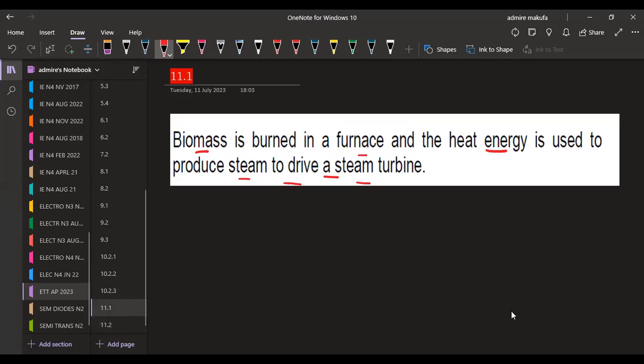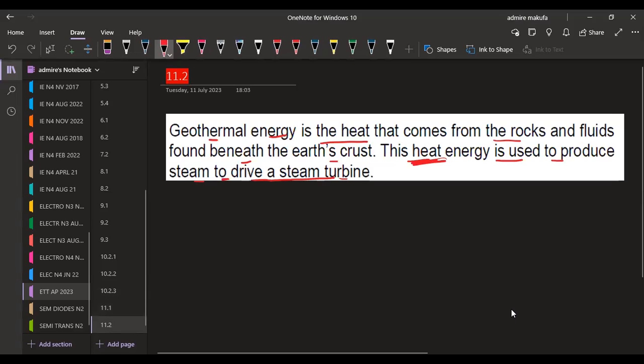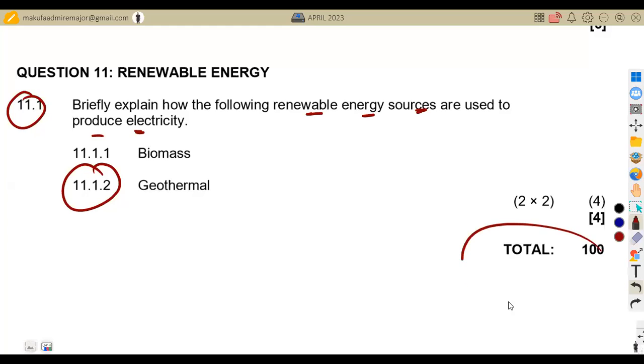It is burnt in a furnace. When the heat is released, that heat is used to produce the steam, and that steam now drives the turbine. Once the turbine is rotating, then we've got the generation of electricity. That means we now have electricity at the end. So that is what we needed from this paper.